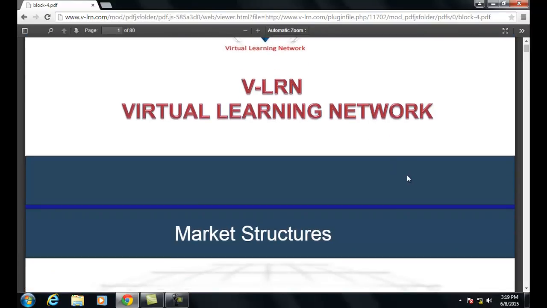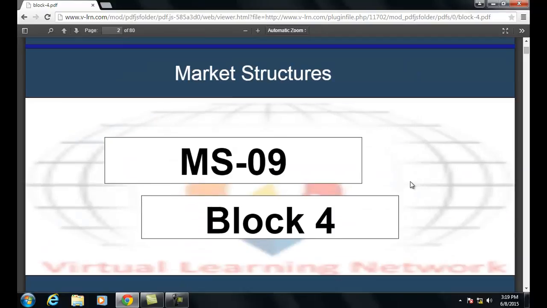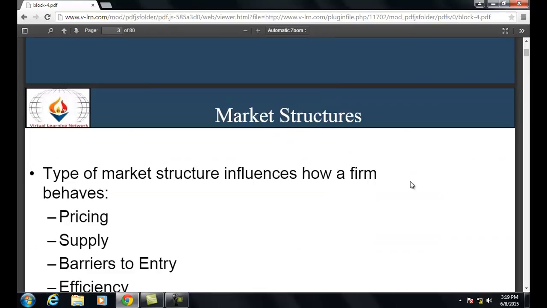Topic: Market Structure, subject MS09, Managerial Economics, Block 4. Market structure, or what do you mean by the market structure? At first, what do you mean by the market? Actually, market is not a place, but market is a situation in which the sellers and buyers are meeting together on a continuous basis.